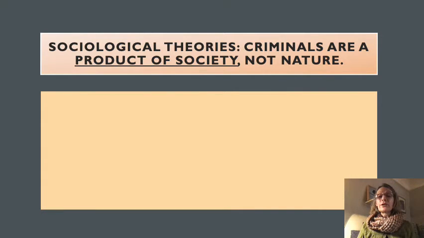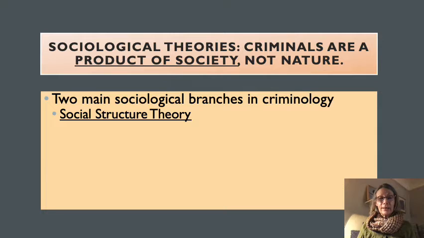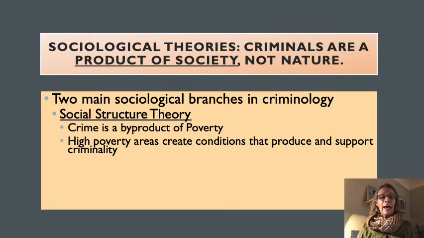Sociological theory is divided into two main branches. There are two main sociological branches in criminology. One is known as social structure theory. In this theory, the focus is on crime being a byproduct of poverty, that high poverty areas create conditions that produce and support criminality.